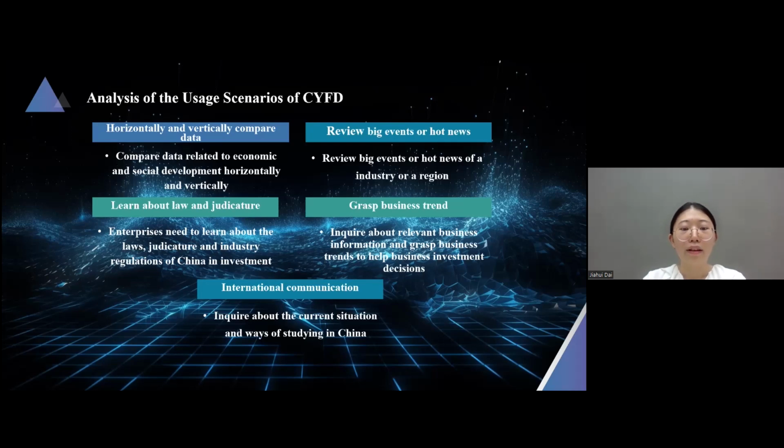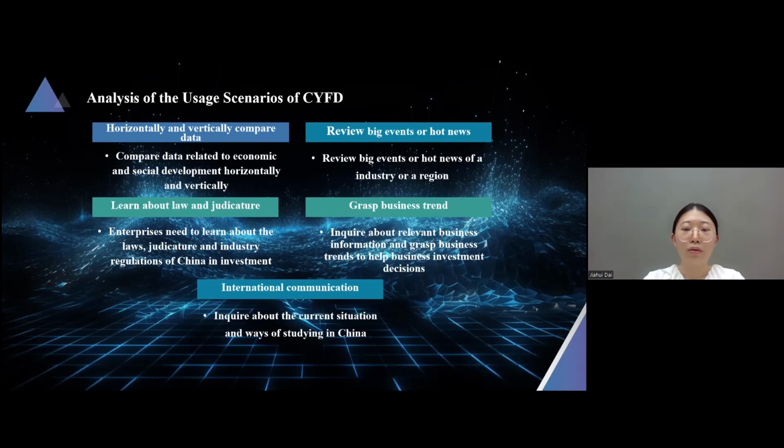The second one is to review big events and hot news. Yearbooks comprehensively record the big events and development of a region and an industry, so we can use them to review authoritative and accurate relevant information. The third one is to learn about law and judicature.